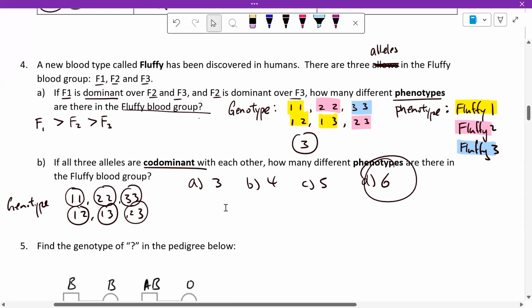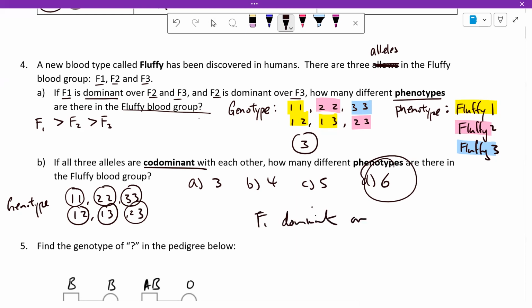Is there a way to calculate this beforehand instead of writing it down? No, this is purely logic. There's no formula or anything like that. Each scenario is different. For example, I can say F1 is dominant over F2 and F3, but 2 and 3 are codominant, and then that would be different. So every scenario requires you to think this through.